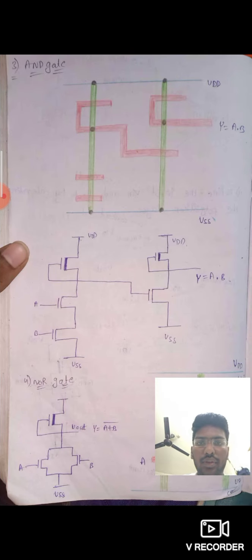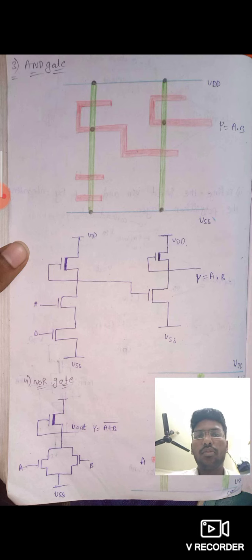Next, the AND gate. We know that for an AND gate, if both the inputs are 1, then the output is 1. If both the inputs are 0, then the output is 0. If one input is 1 and the other input is 0, then the output is also 0. If the first input is 0 and the second input is 1, then the output is 0. In an AND gate, the output is high only when both inputs are high.